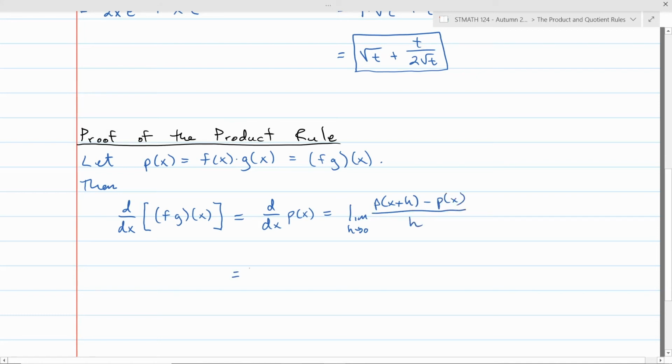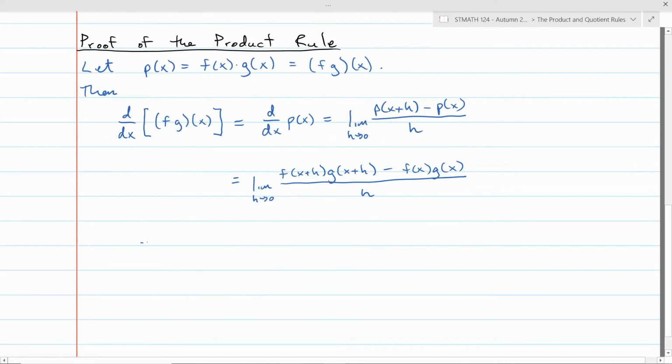And then, well, p of x there is just the product of the two functions. So I can write that as the limit as h goes to 0 of f of x plus h times g of x plus h minus f of x, g of x, all divided by h.